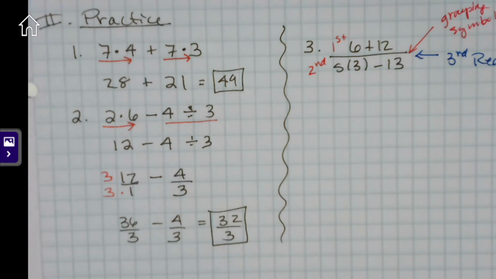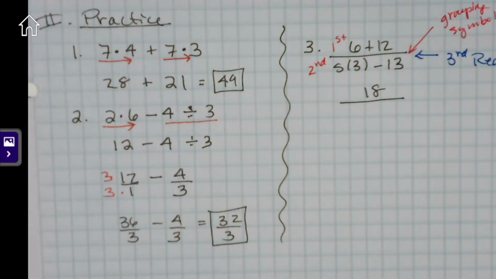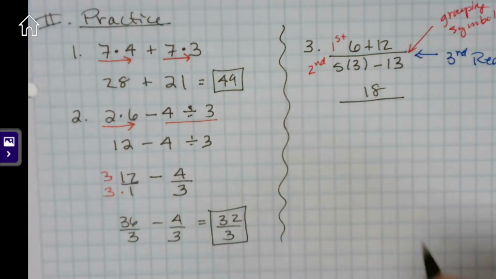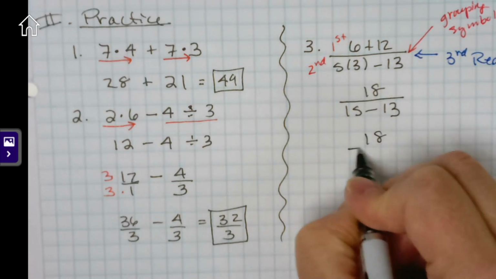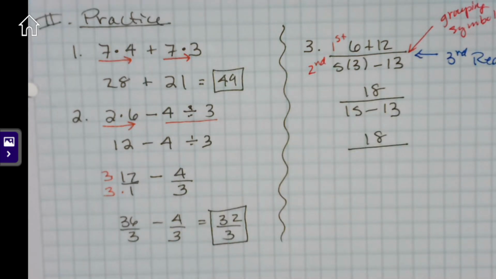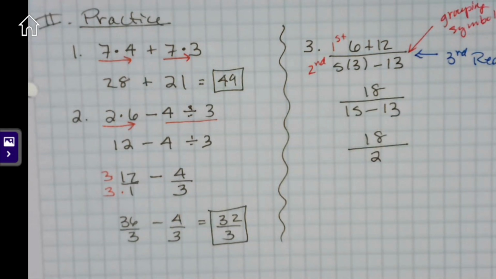All right, so looking at the top, there's only one thing to do. 6 plus 12 is 18. Top is done. Now the bottom. Exponents, no. Multiply, yes. 5 times 3 is 15. We're done on the bottom with the multiply, divide step. And then last is add, subtract. 15 minus 13 is 2. And we're done with the bottom.